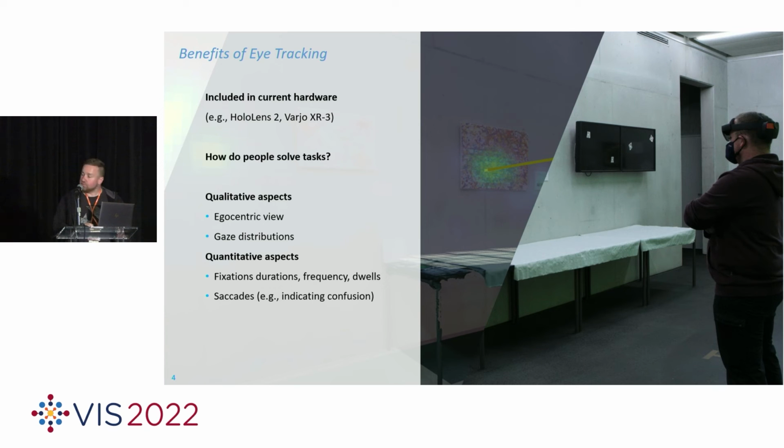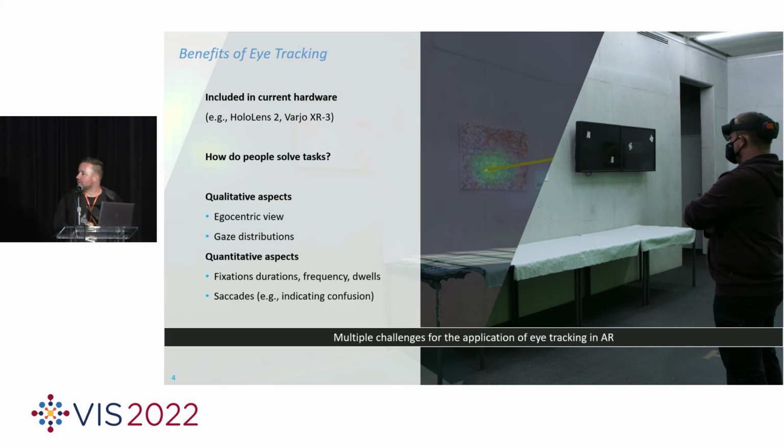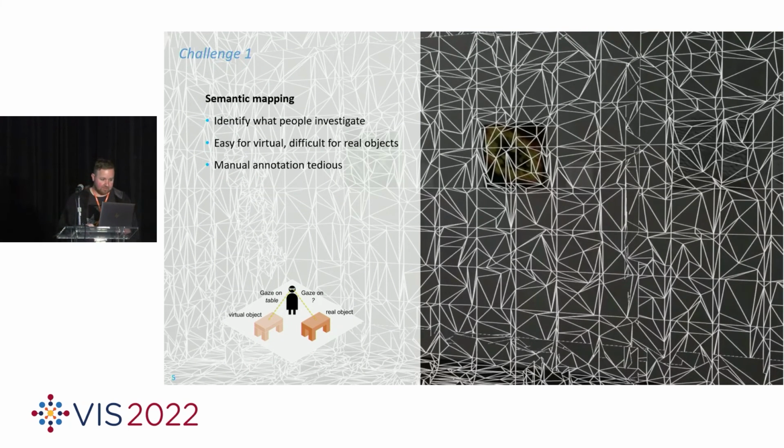So if you want to do so, there are quite a couple of challenges to apply eye tracking in augmented reality. So far, we've done a lot of research on how to do this in desktop scenarios where you sit on your computer and do something with visualization. And now, as you can see, we have people moving around in an environment, and we have to address this a little bit differently. So the first challenge is semantic mapping.